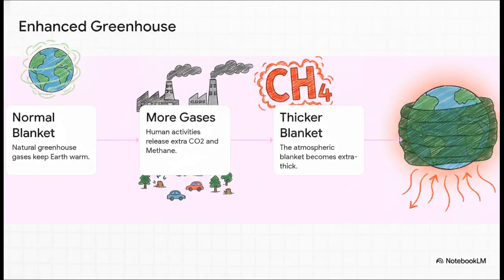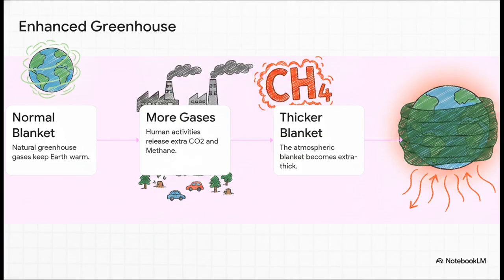The data outlines this shift through a process called the enhanced greenhouse effect. Let's go back to our earlier heat budget, but this time, imagine those greenhouse gases as a blanket. Naturally, this blanket keeps us warm and alive. It's a great thing. Then, human activities like burning fossil fuels and widespread deforestation release massive amounts of excess carbon dioxide, alongside methane, which is actually 25 times more powerful at trapping heat than CO2.